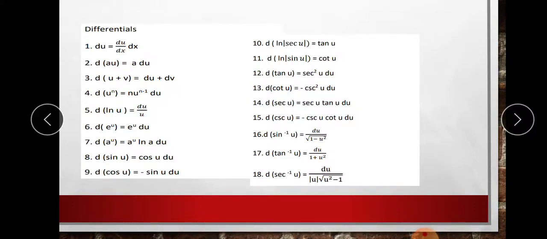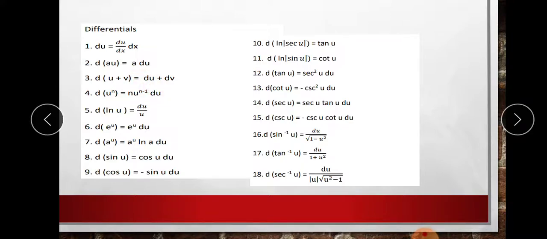So for this topic, we need to know the differentials, the different properties of differentials. So as we recall the differentials properties, we need to read this to recall all the differentials. Okay, number 1, du equals du over dx dx. Number 2, d times a u equals a du.